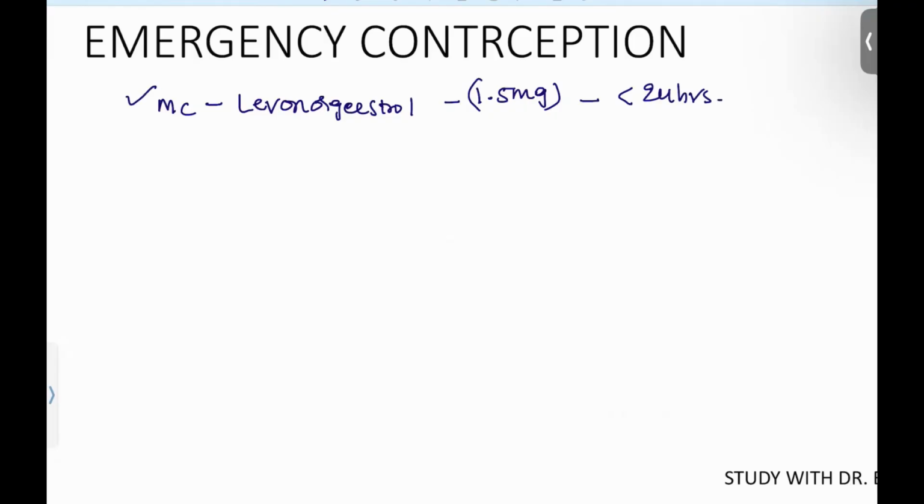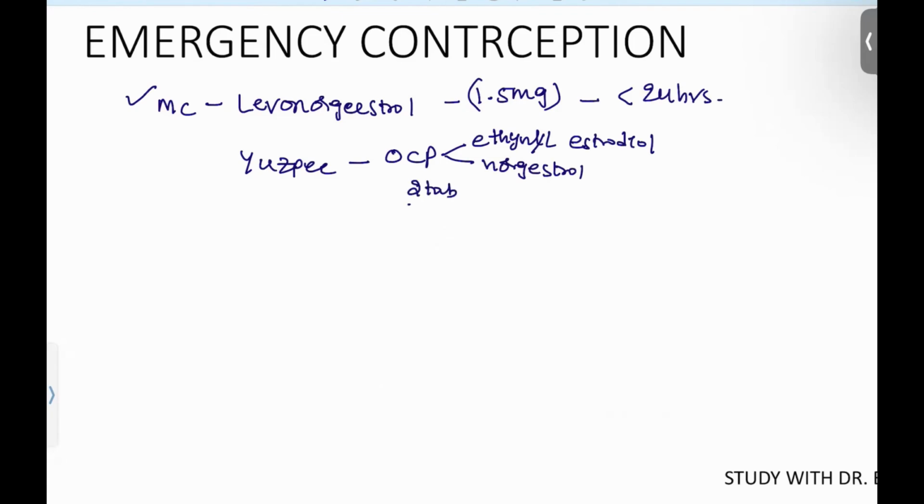And the second one is your Yuzpe method. So what is this Yuzpe method? In this method, we are going to give OCP, oral contraceptive pills. And oral contraceptive pills are going to contain ethinyl estradiol, along with norgestrel combination. How is this drug given? For this patient, we are going to give the first 2 tablets as the start dose, and after 12 hours, the next 2 tablets are given. This is the Yuzpe method.